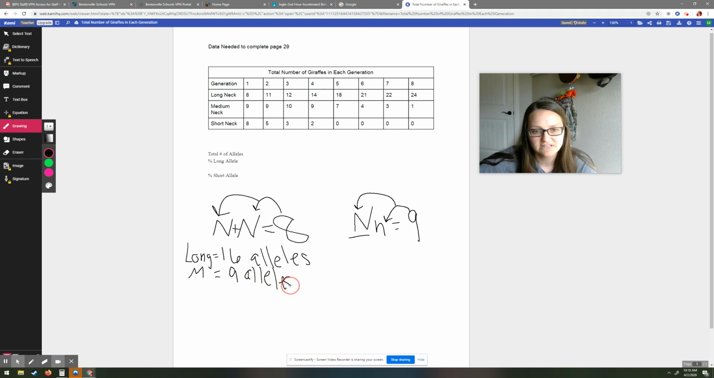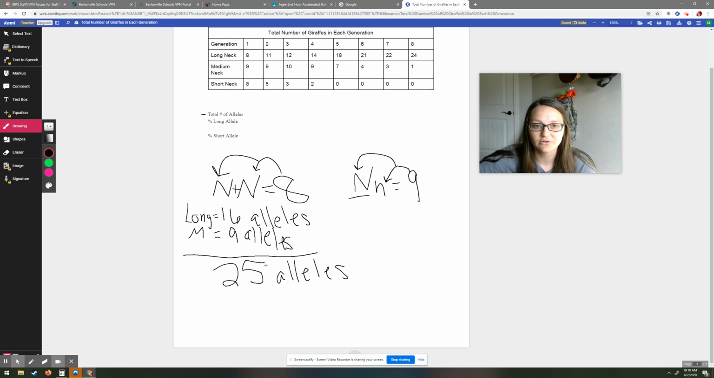Now you're just going to add those together. You add 16 and 9, and that gives you 25 alleles. So we've done this for long. Now we're going to go through and do it for short because we still need our total number of alleles to know what to divide by. I'll put a little note up here that there were 25 long.